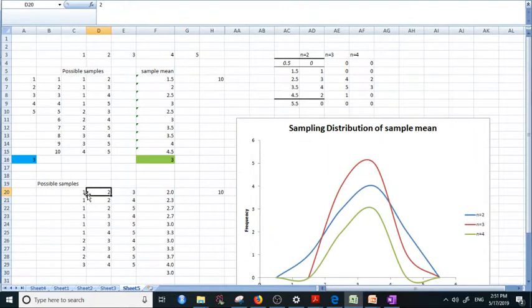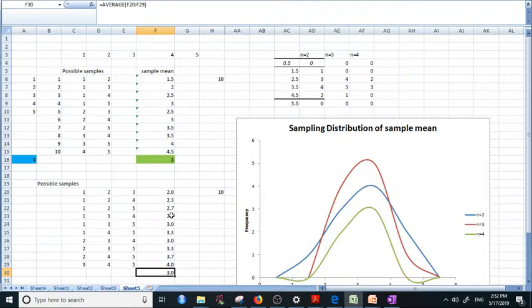Now in the next case we selected 3 numbers out of the 5 numbers, and there are 10 possible ways to select 3 numbers out of the 5 numbers. And again we calculate the sample mean in each case. Again, we see that the mean of the sample mean is 3, which is equal to the population mean. So the sample mean is again an unbiased estimator. In fact, sample mean is always an unbiased estimator.